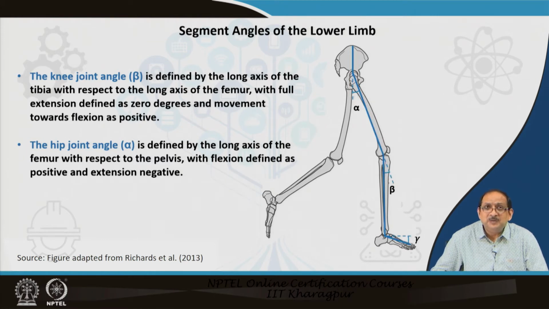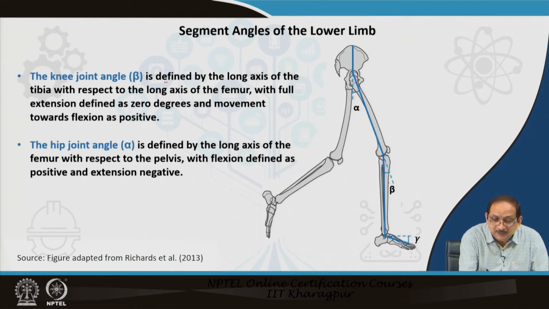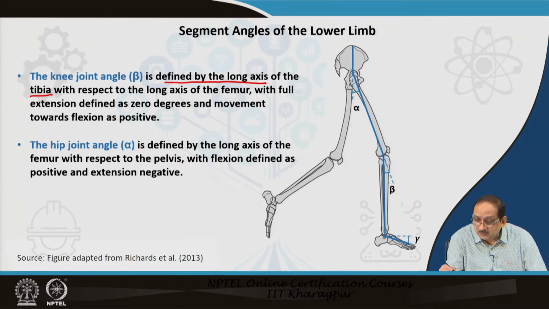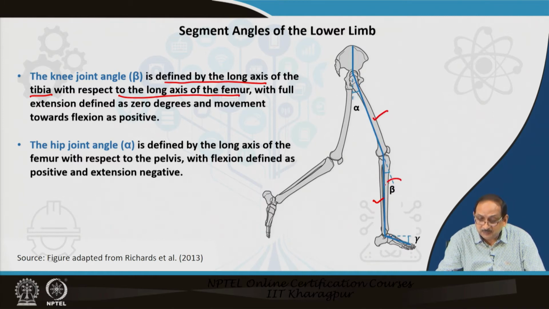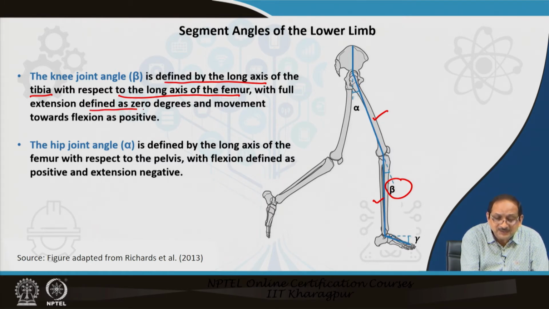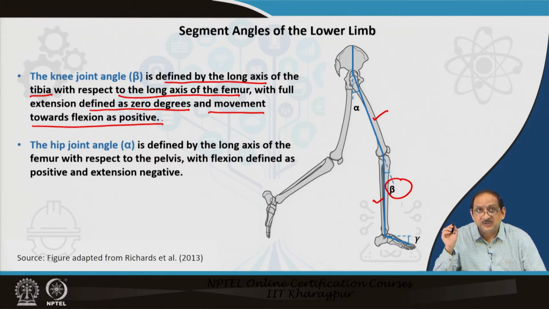The knee joint angle beta is defined by the long axis of the tibia, so we have the long axis of the tibia here, with respect to the long axis of the femur. So, there is a long axis of the femur. So, beta is the angle subtended between these two axes with full extension defined as 0 degrees, and movement towards flexion is regarded as positive.